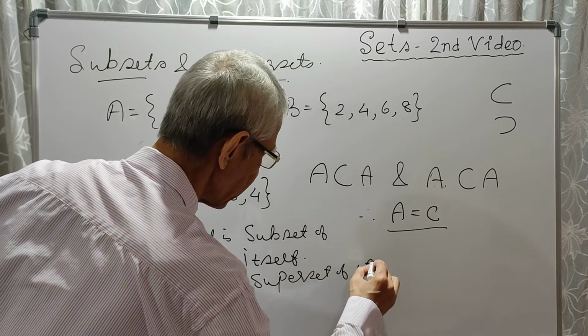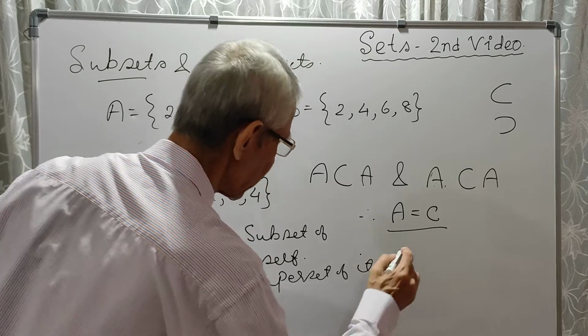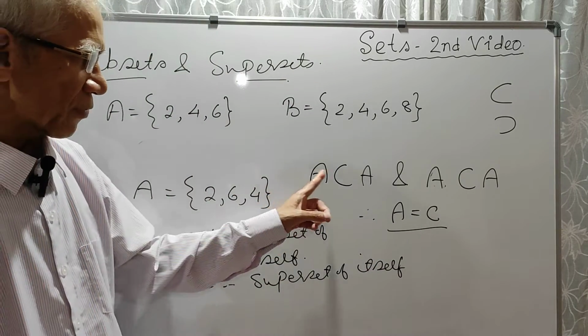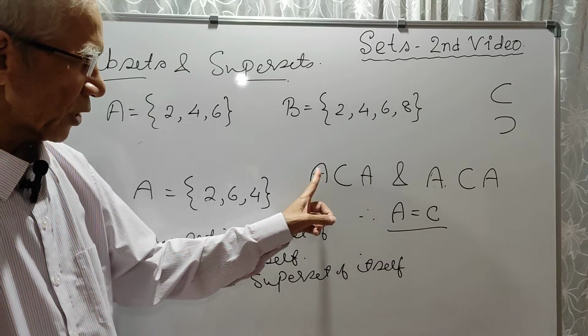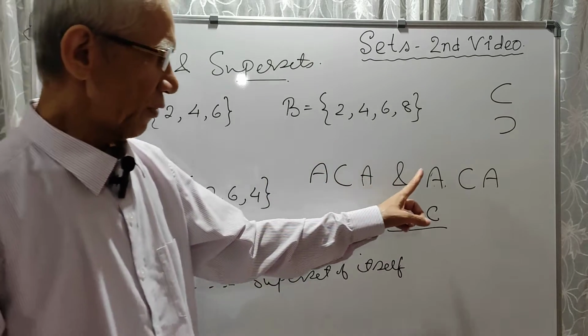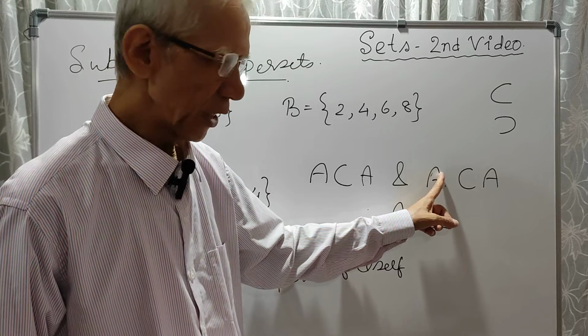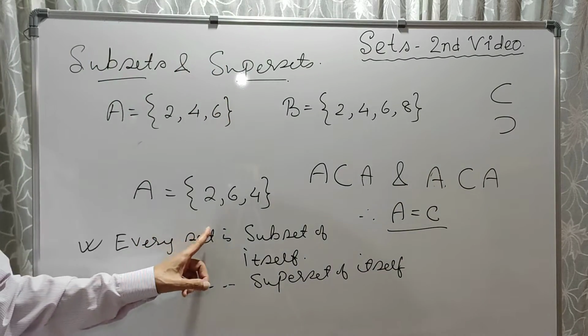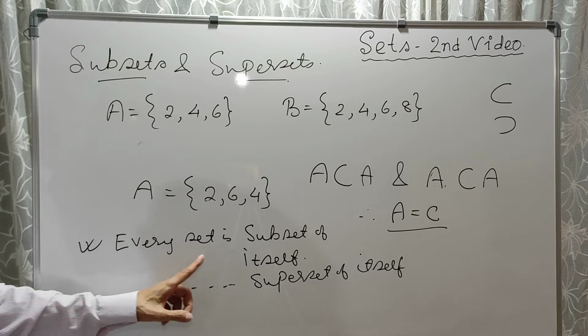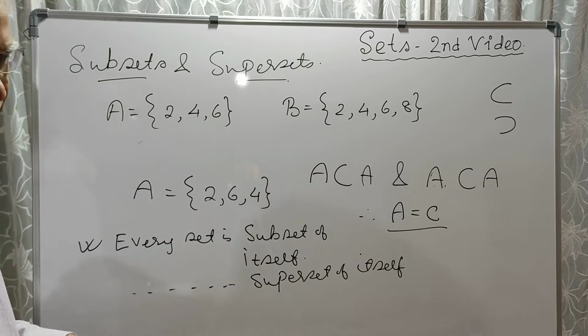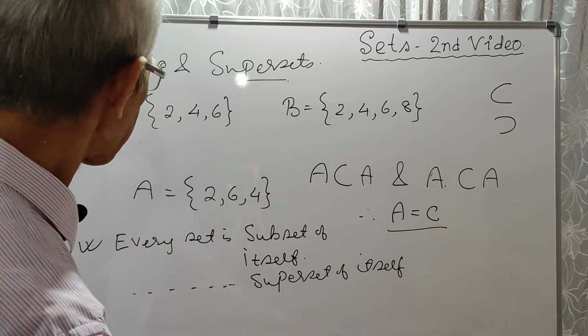If A is a subset of A, that means A is a superset of A. Conversely, if A is a subset of A, then A is a superset of A. So every set is a subset of itself, and every set therefore is also a superset of itself.